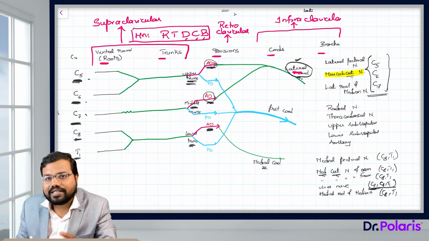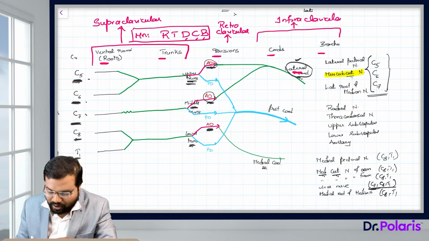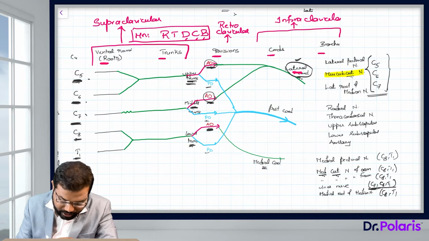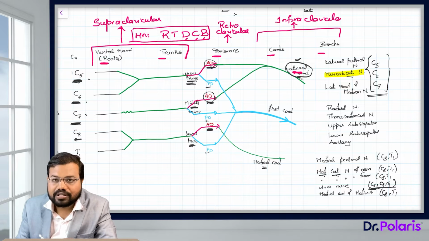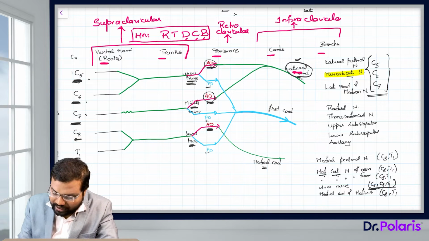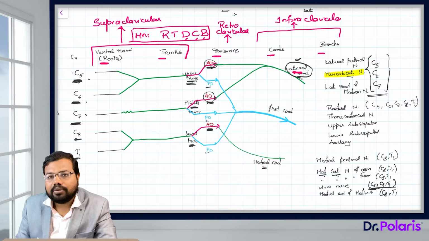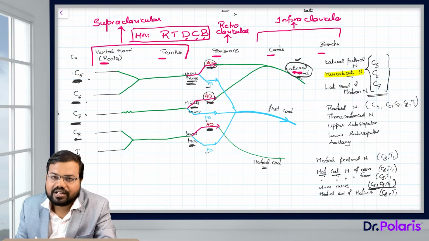Now the complexity begins with that of posterior cord. How is the posterior cord formed? It is by the posterior division of all the trunks. That means all the root values from C5 to T1 are present. For that, only the radial nerve has C5, C6, C7, C8 and T1. That means all the root values are present in which branch? It is the radial nerve.